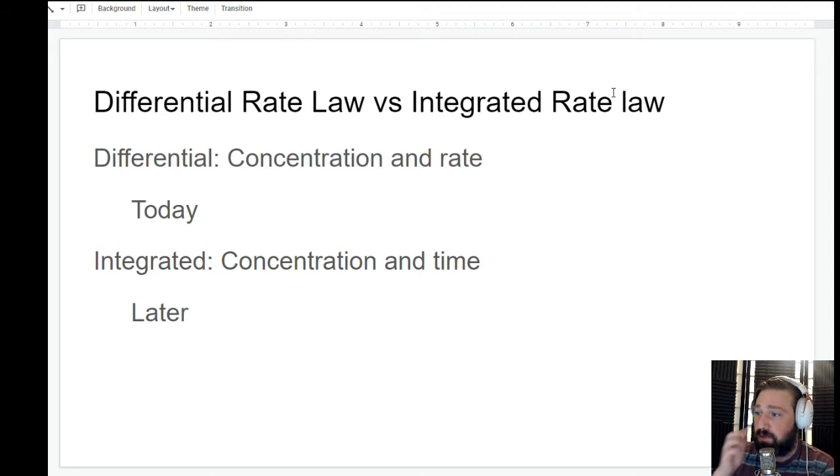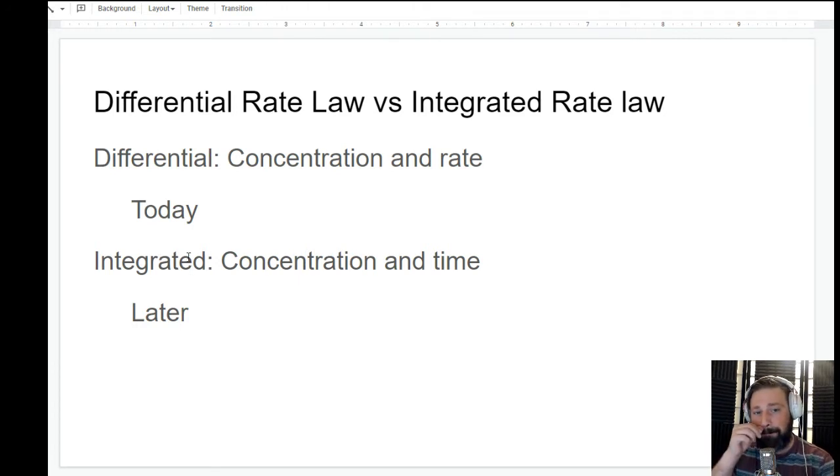It's pretty straightforward. Differential rate law is basically how does concentration change the rate? Concentration and rate, how do they relate to one another? And then integrated rate law is concentration and time. So, for example, if I wanted to know how the rate changes based on the concentration, I'd use the differential rate law. And if I wanted to know 300 seconds from now what's the concentration, I would use the integrated rate law. All right, cool.